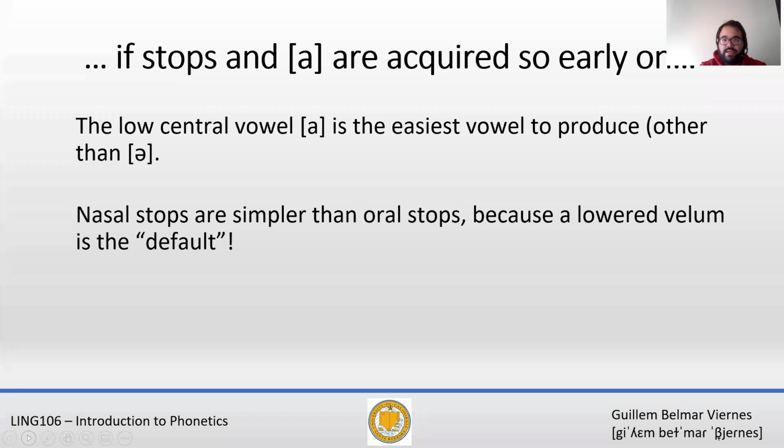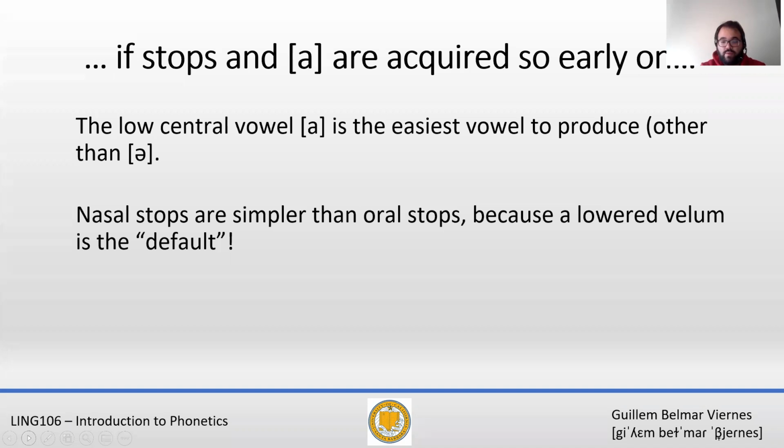The low central vowel, as we said, is the easiest vowel to produce. So, and schwa. So this is normal. We saw that almost all those words had an a in it, right? Nasal stops are simpler than oral stops. So mama is simpler than papa because the lowered velum is the default.